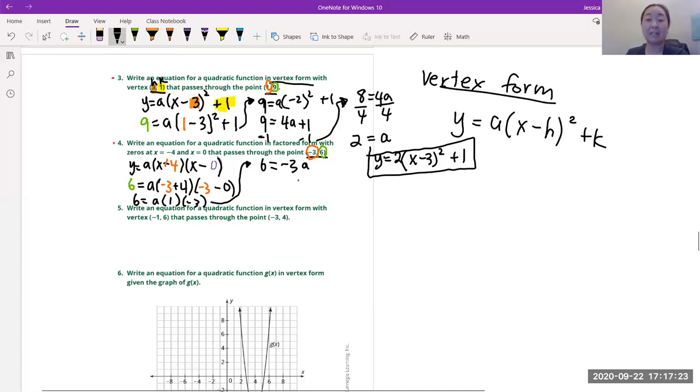Remember, we have to divide it, right? So we're dividing by -3 on both sides. You're like, oh yeah, it's coming back. A is equal to -2. Negativo dos.